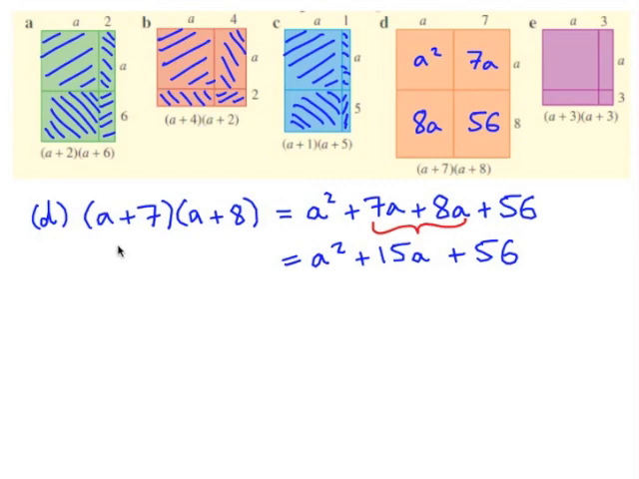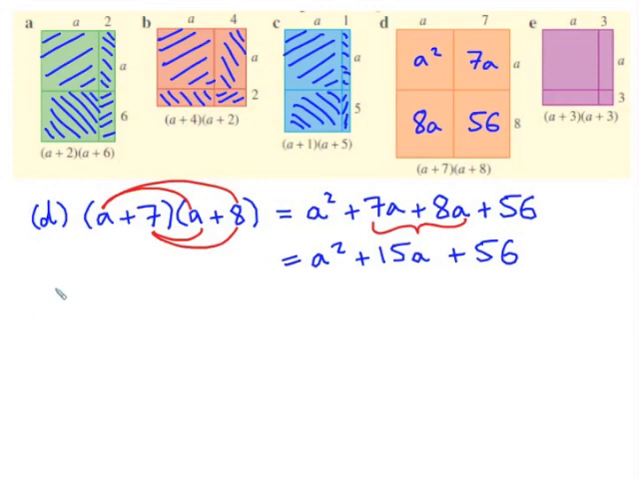By now you may have realised that we can multiply out the brackets without using the diagram, as long as we multiply each term in the first bracket by each term in the second bracket. For example, A squared, that's A times A. 7A is 7 times A. 8A is A times 8, and 56 is 7 times 8.